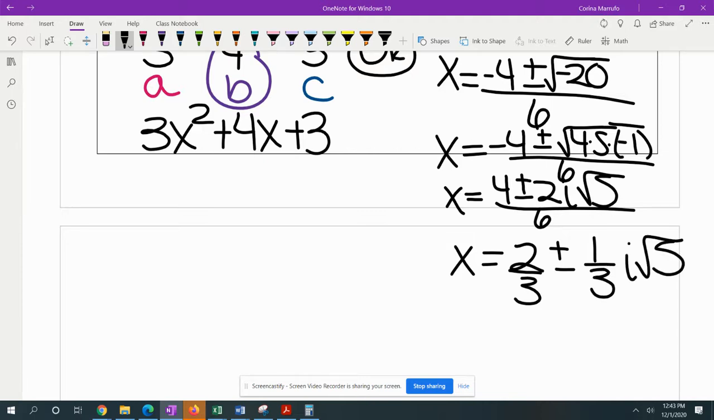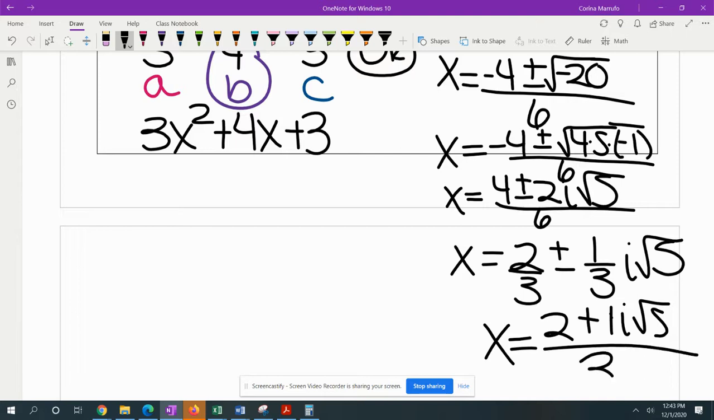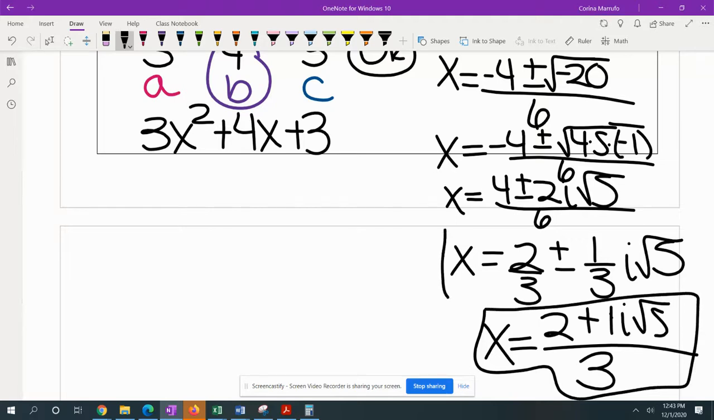Okay, now you can see it like that. If they put it over the common denominator, because they both have 3 as a denominator, you can also see it as 1i times the square root of 5 and just leave it all over 3. Either one would be a correct answer. I just want you guys to see it both ways just in case, and that's it.